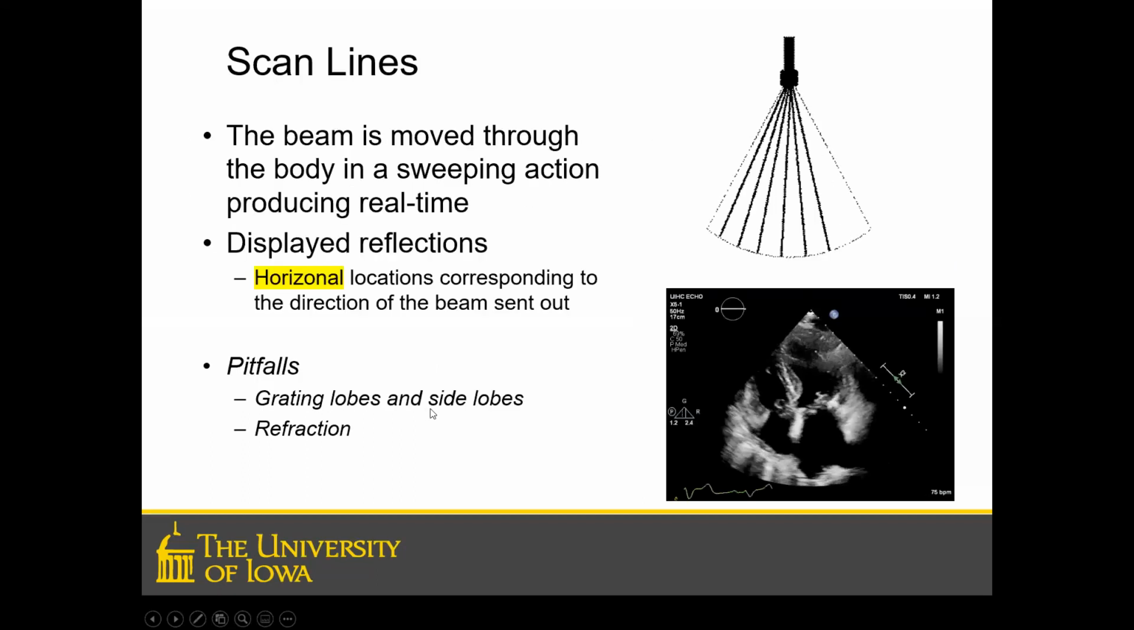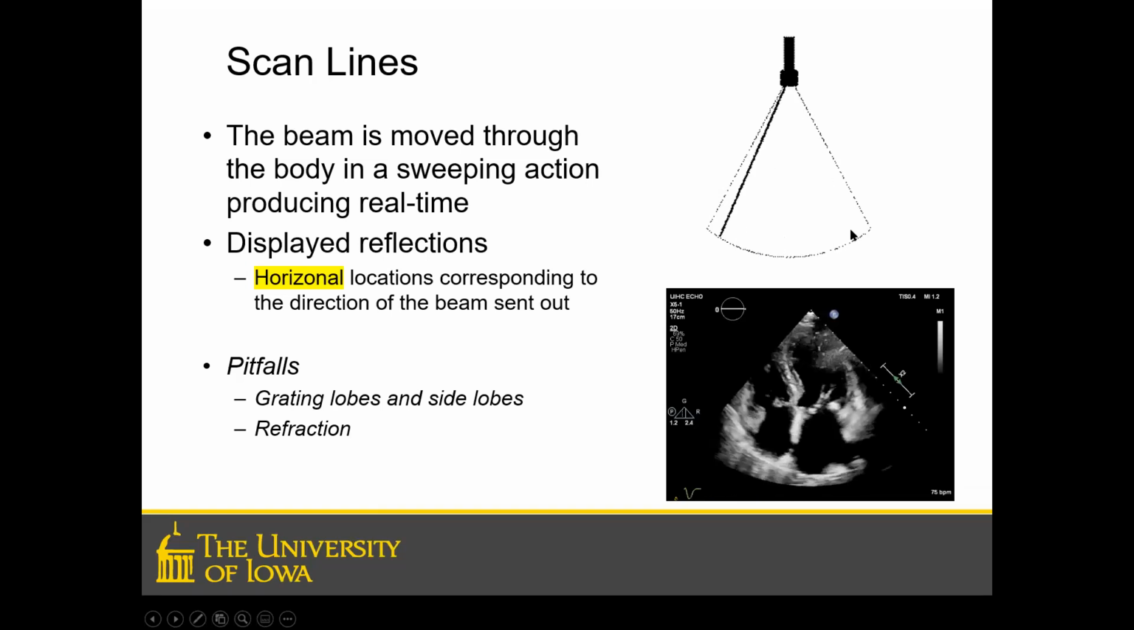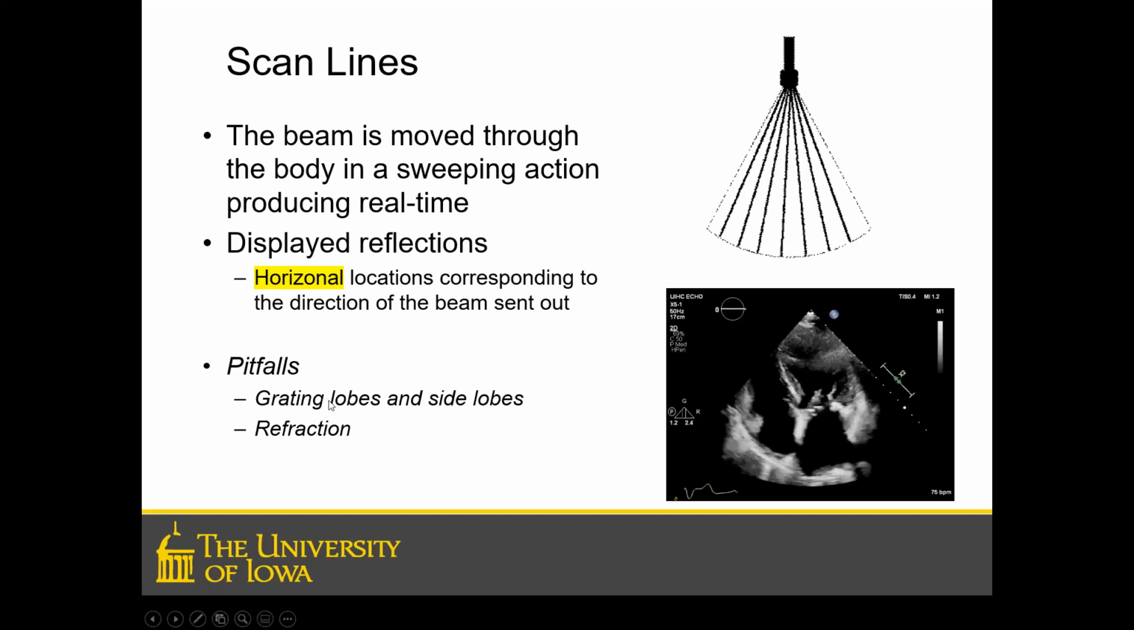Next, we'll talk about the positioning of the echoes on the horizontal axis. So the beam is moved through the patient in this sweeping action in order to create the real-time image. So the instrument knows the direction that the beam was sent out, and any reflections coming back from that beam are placed along that line. So some potential pitfalls and artifacts here are if we have ultrasound energy that is outside of the primary beam, which are called grating lobes and side lobes, or if we have refraction, which is the change in direction of the sound beam as it moves through the tissue.